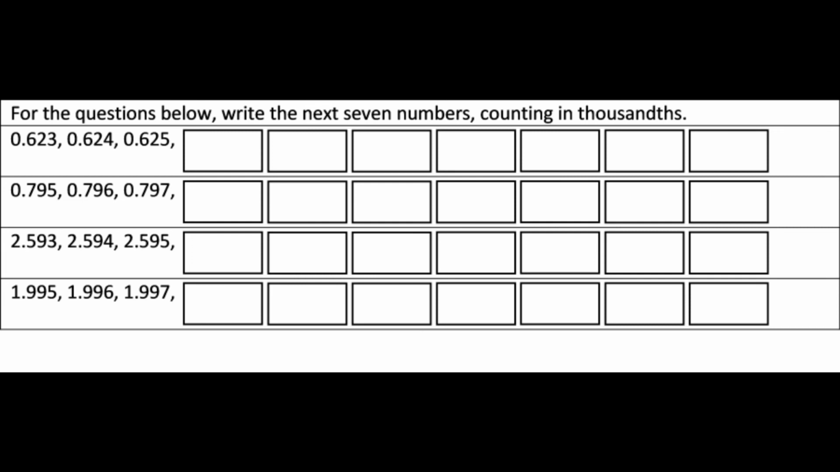What I want you to do is try not to think of these as decimals. Just pretend it was a whole number. So if I was going to pretend the first set were whole numbers, I would look at it as 623, 624, 625, and then it's easy for me to keep counting. All I would have to do is just make sure I put my 0 and my decimal point. So go ahead, copy these into your book and write the next 7 numbers in each sequence.